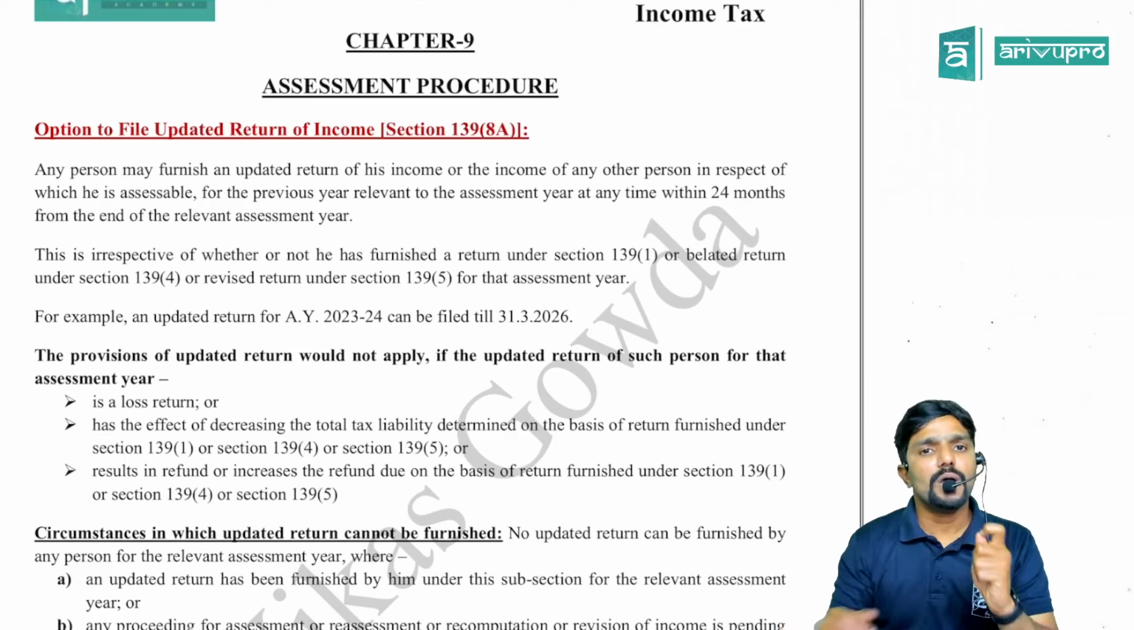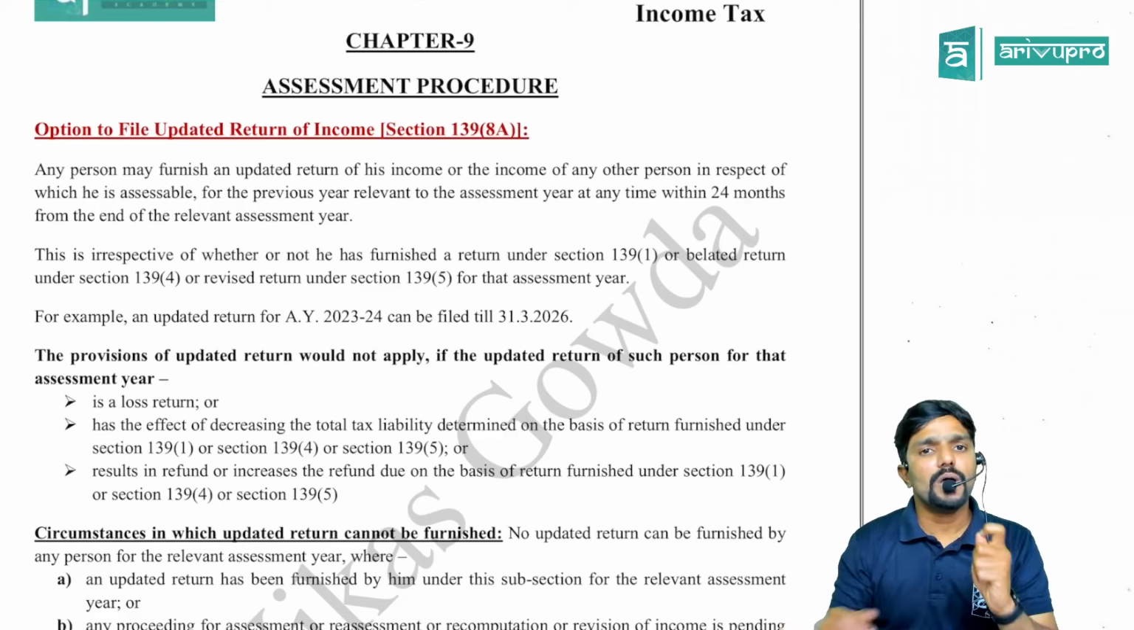Now they are talking about updated return. When will the assessment year end for you? 31st March 24. So from here within 24 months, guys. That means 31st March 26. So within 24 months, you have to file your updated return. Is that clear? Yes. So it doesn't matter whether or not you have filed your original return within the due date or whether you have filed belated return or revised return. Any of the return you have filed, now you can update it within 31st March 2026, guys.